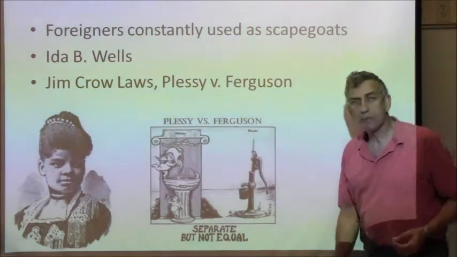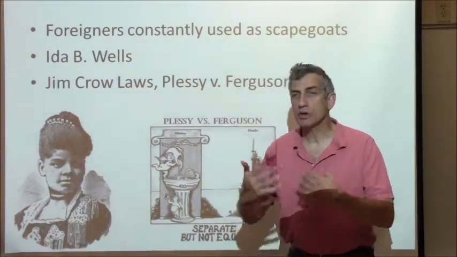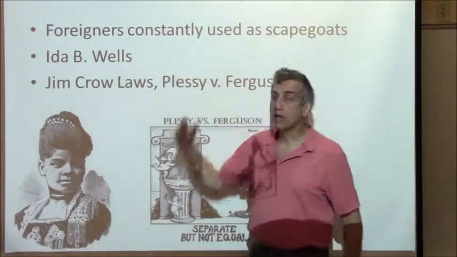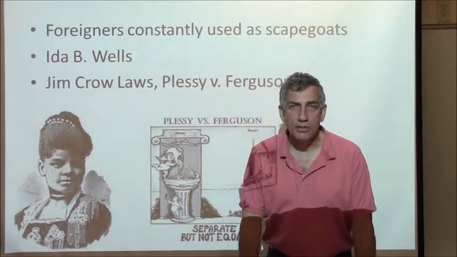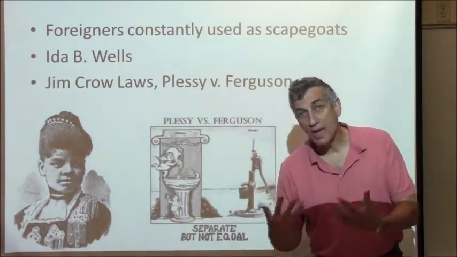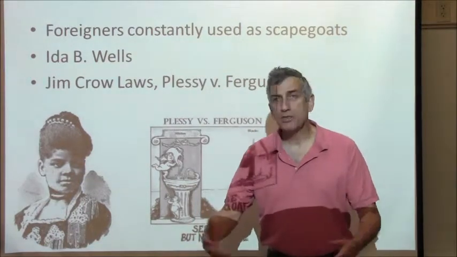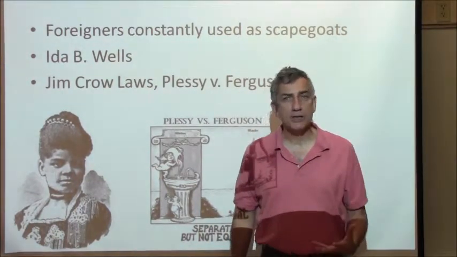Foreigners were used as scapegoats for every problem in society. They're taking our jobs, they're destroying our cities. Ida B. Wells writes The Red Record. The Red Record is about lynchings that pervade the South. And she goes around and she studies the lynchings in the South and writes about them in her book, The Red Record. And we really see we are a divided nation.